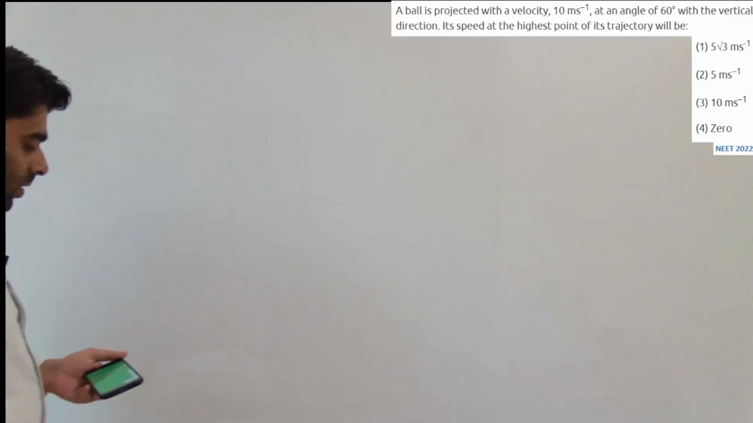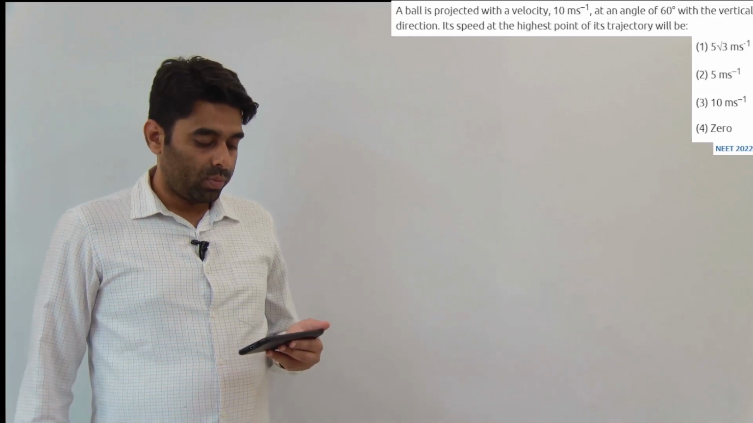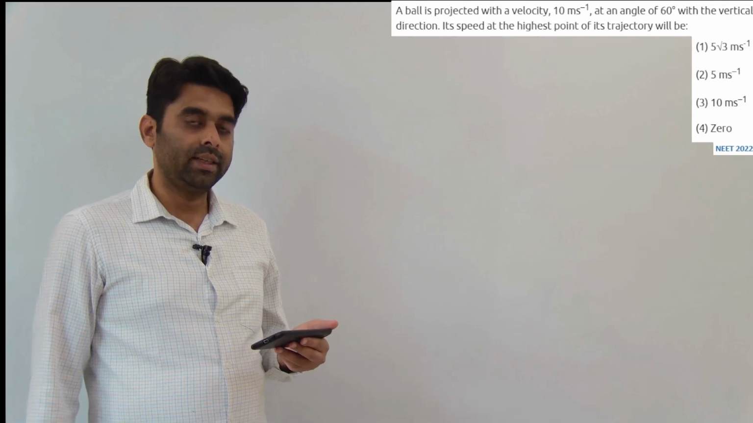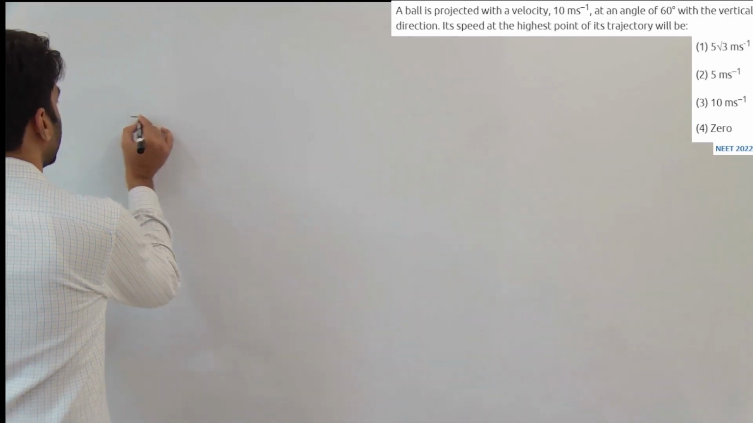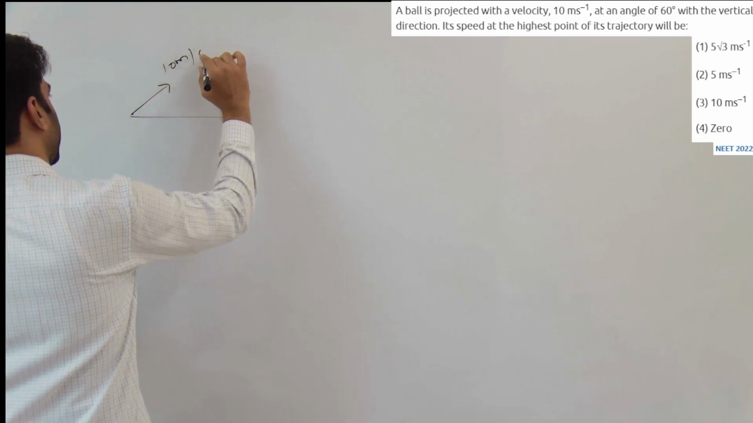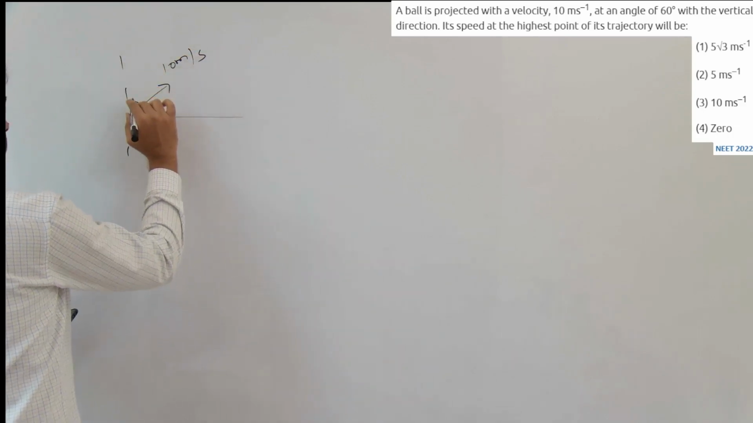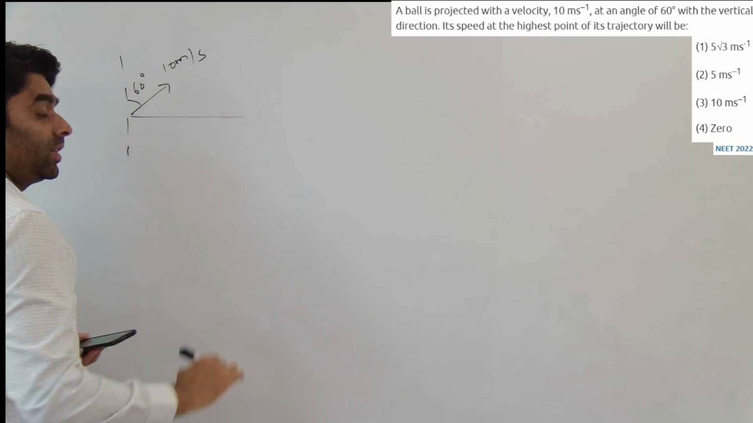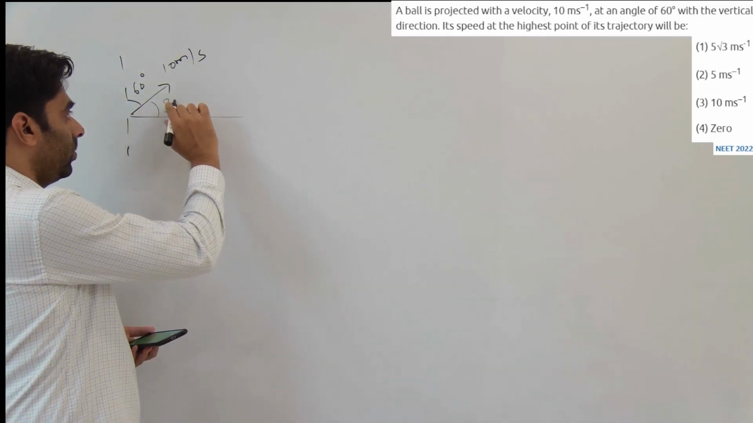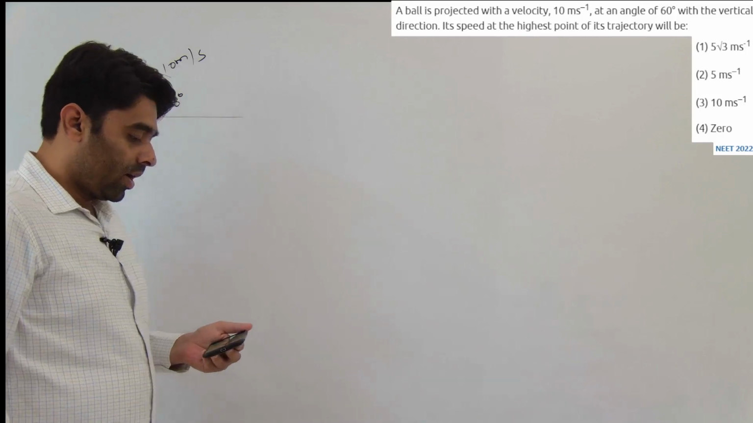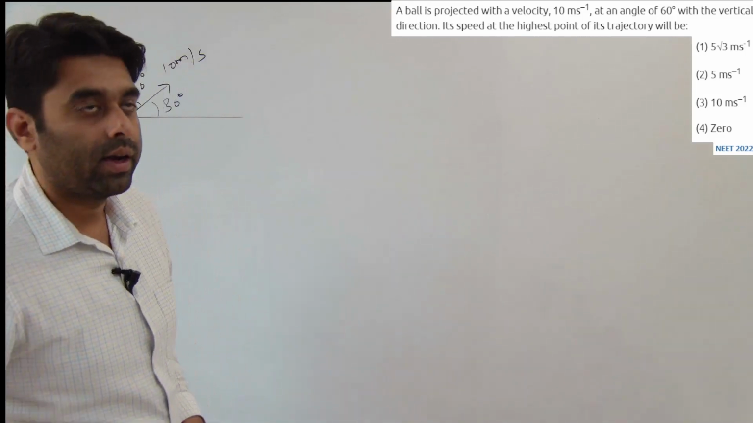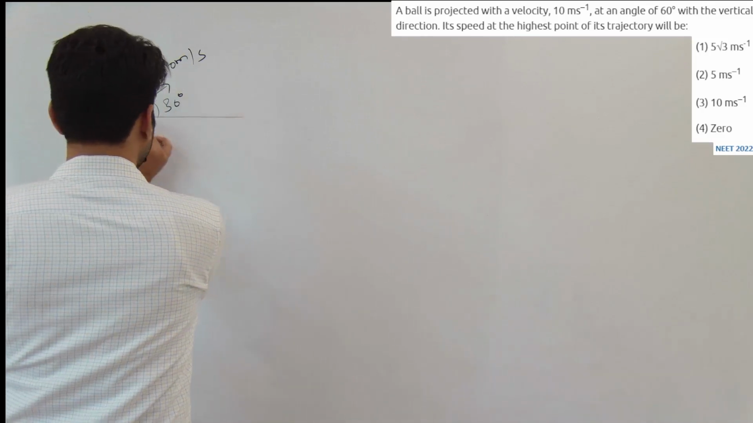Yeah. So the next question says, a ball is projected with a velocity of 10 meter per second at an angle of 60 degree with the vertical. Please be careful, the angle is given with the vertical, not with the horizontal. So with the horizontal, the angle will be 30 degrees. Its speed at the highest point of the trajectory will be? How to do it?